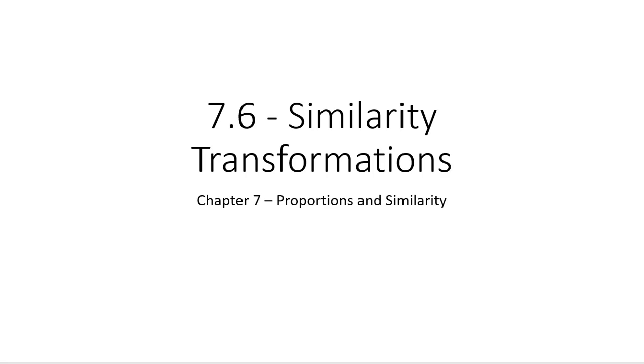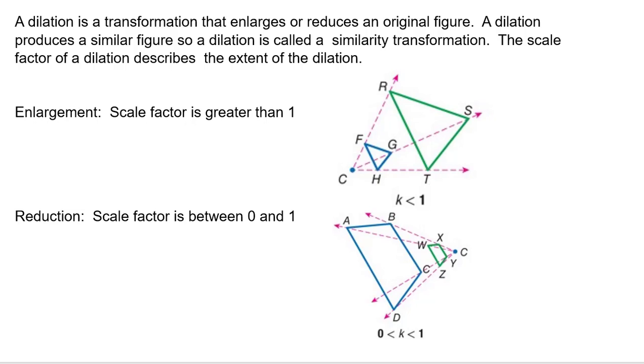Today we're going to be talking about similarity transformations. So what this is, you have a dilation, I should say. It's a transformation that enlarges or reduces an original figure. A dilation produces a similar figure, so the dilation is called a similarity transformation.